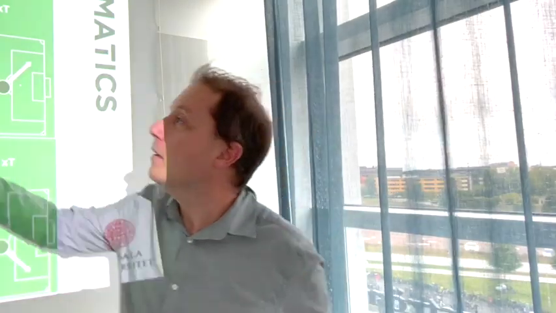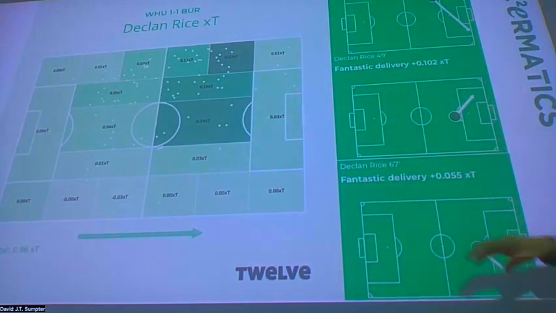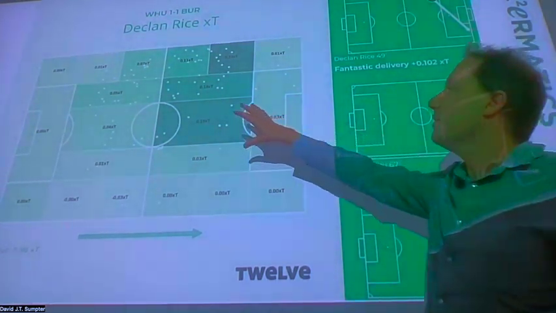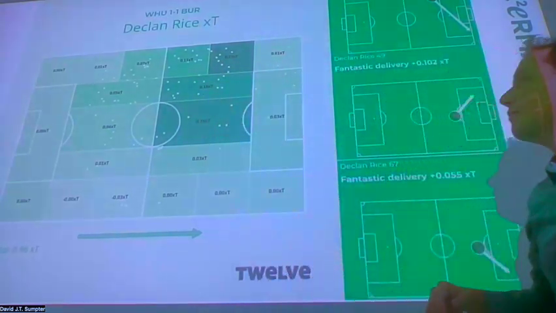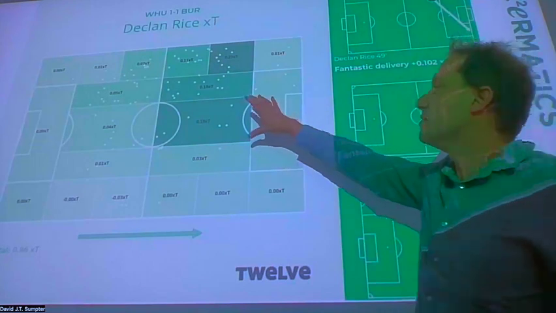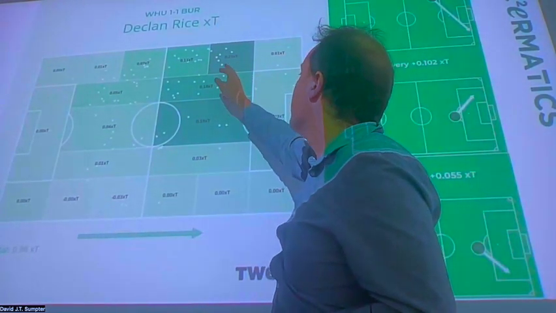We have action-based expected threat. And now we want to go back and find the context. So this shows some context of what Declan Rice does very well. This is just one match, West Ham versus Burnley. And these are the areas on the pitch from which he has generated the most expected threat. There's definitely the central area here, but then also out here wider on the wing.